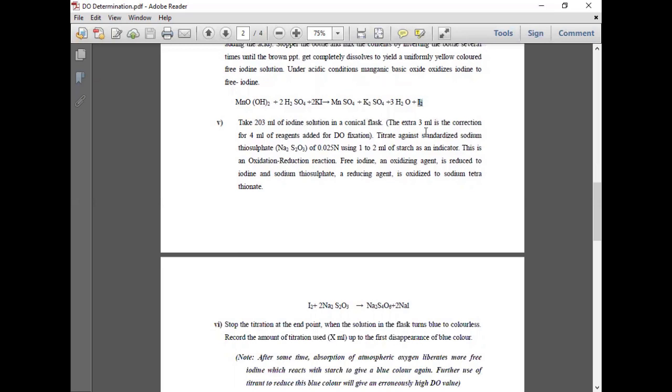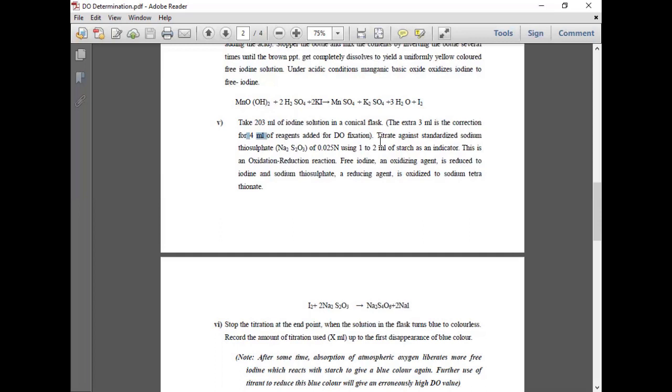What we are going to do next is take 203 ml of iodine solution in a conical flask. The extra 3 ml is the correction for 4 ml of reagents added for DO fixation. So this is very, very important, right? Why is the extra 3 ml taken? Normally we would have taken 200 ml, but here they have told us to take 203 ml. Why so? The extra 3 ml is the correction for 4 ml of reagent, that means 2 ml of alkali iodide and 2 ml of manganese sulfate that we have added previously.